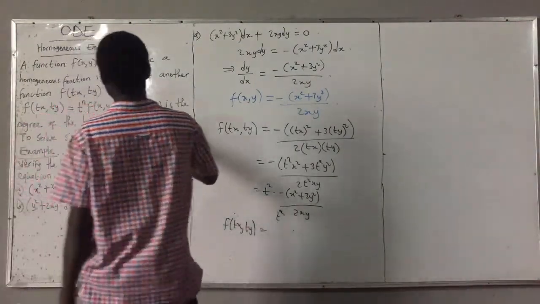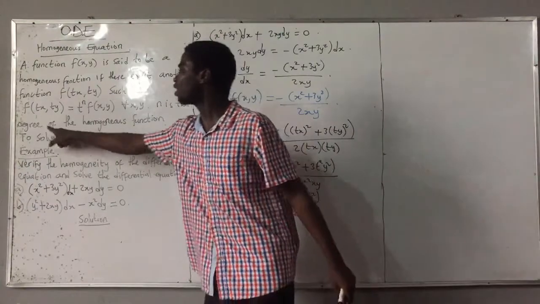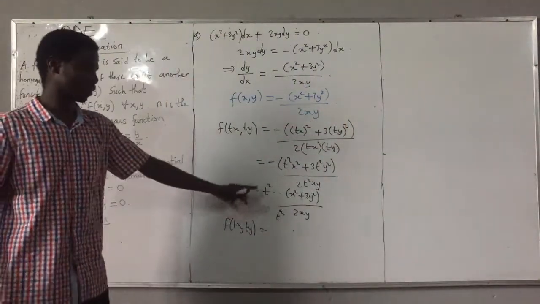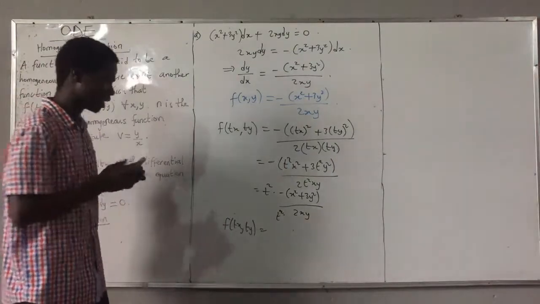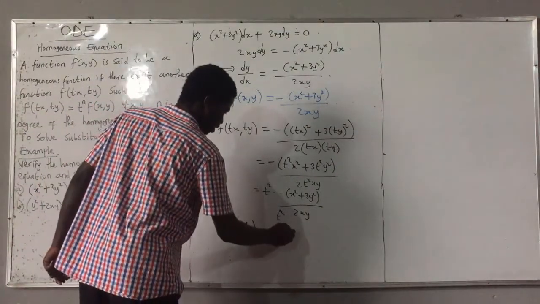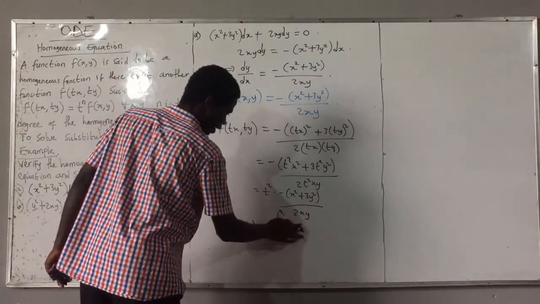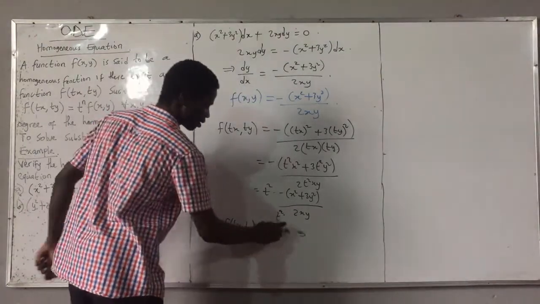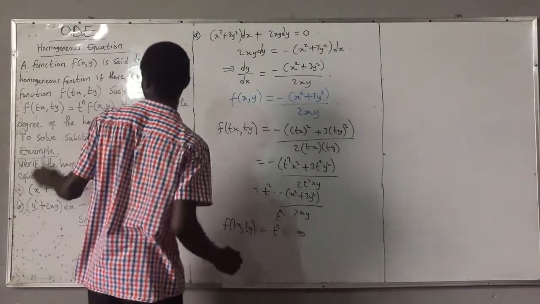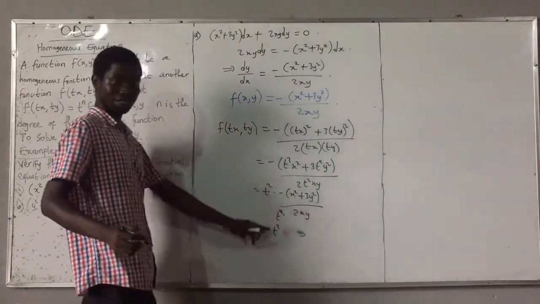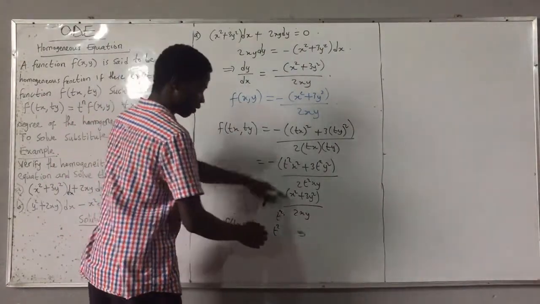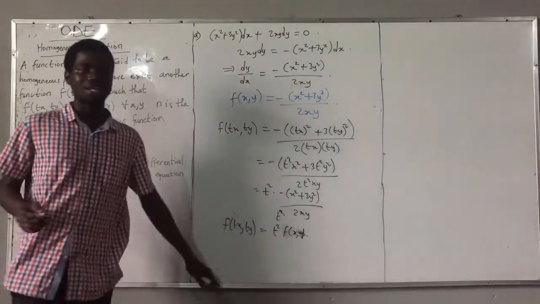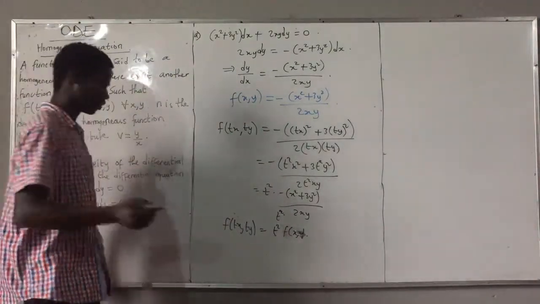You know, I told you that n is the degree of the homogeneous function. So the degree of this homogeneous function is 2. So I can say that minus x squared plus 3y squared can be written like t squared times f of x comma y. So you see that the differential equation is homogeneous.